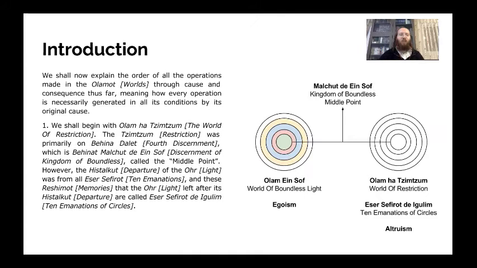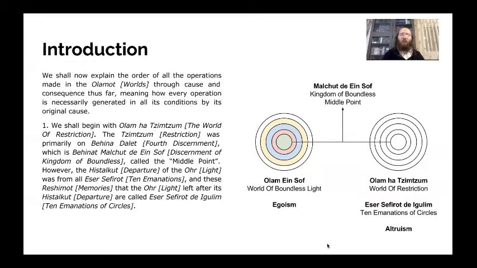The Tzimtzum, restriction, was primarily on Bechina Daled, fourth discernment, which is Bechinat Malchut De'Ein Sof, discernment of kingdom of boundless, called the middle point. However, the Istalkut, departure of the Or, light, was from all Eser Sefirot, 10 emanations, and these Reshimot, memories that the Or left after its Istalkut are called Eser Sefirot Igulim, 10 emanations of circles.